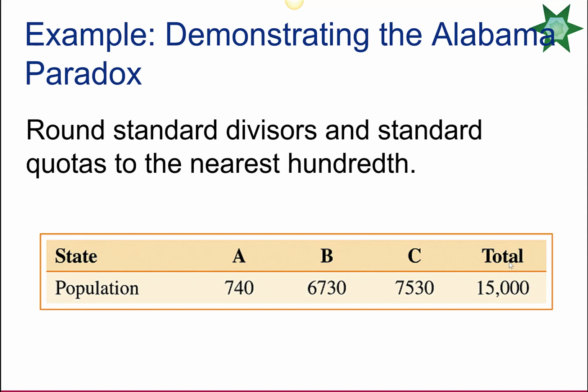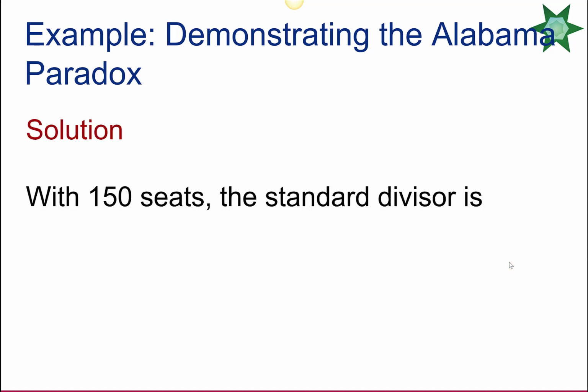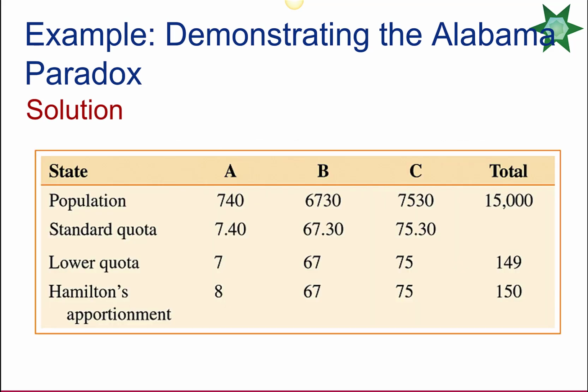So here are the populations. There's a total of 15,000 residents and there are 150 seats. So our standard divisor is 100. We take each state's population, divide by 100, and we get the standard quotas. We're going to round those down, add them up, and come up with 149. So we've got one more seat to be allocated and it's going to go to state A. So A goes from 7 to 8 seats. So here are the numbers that we have: 8, 67, and 75.